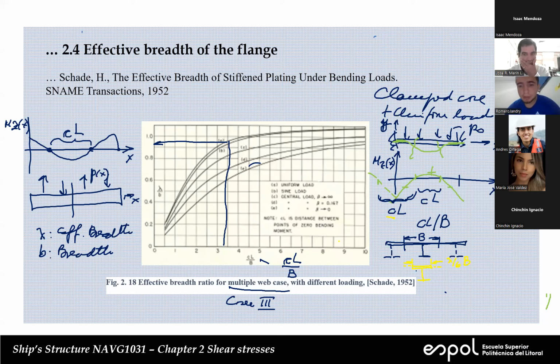The little b is the flange down, or no? No, the little b is half of large B. Let me go back.